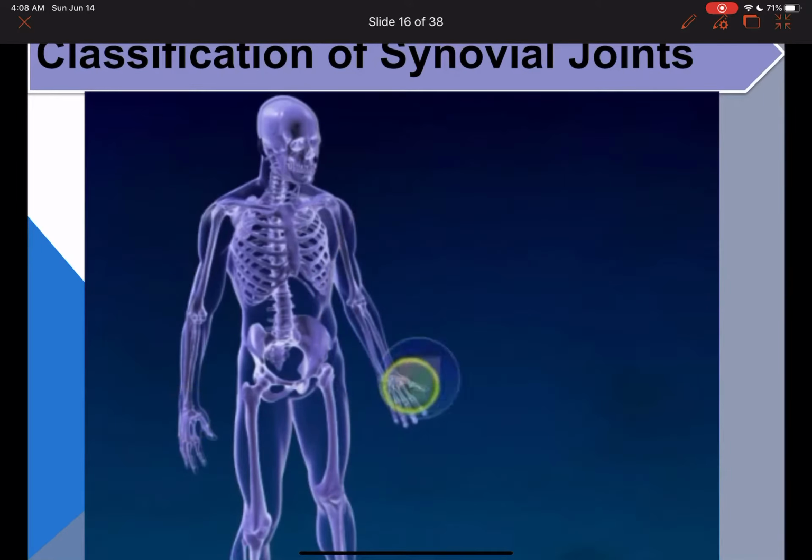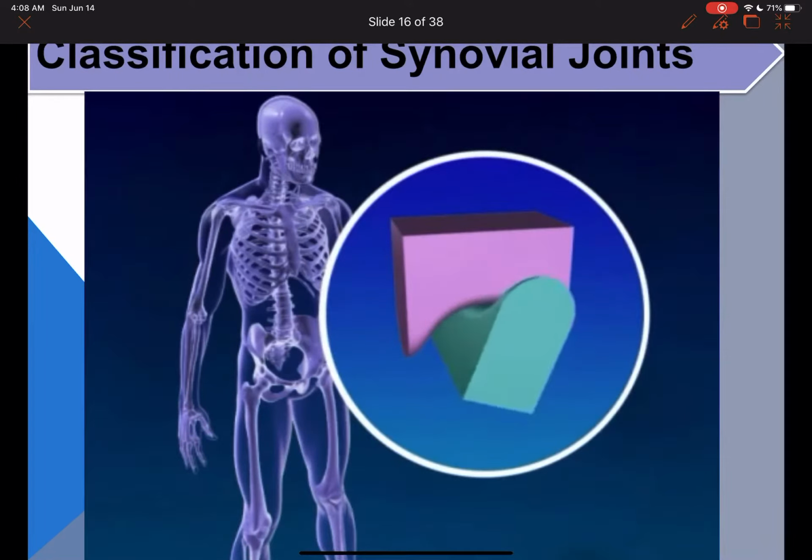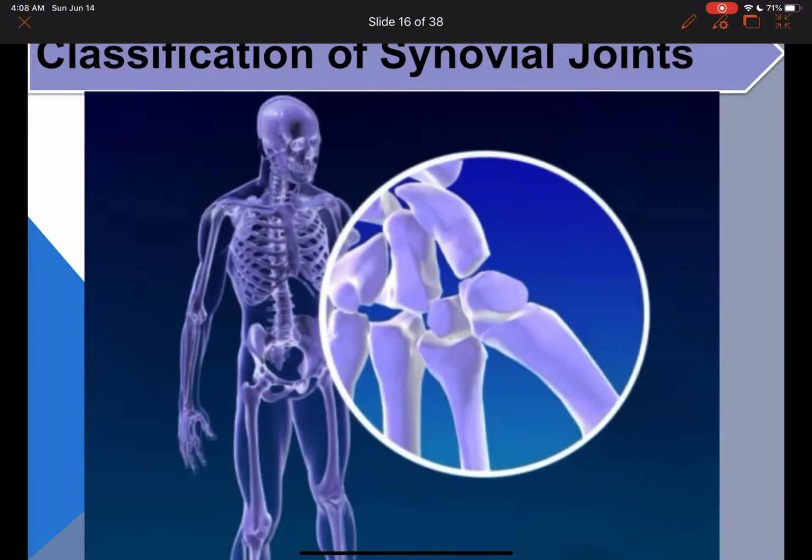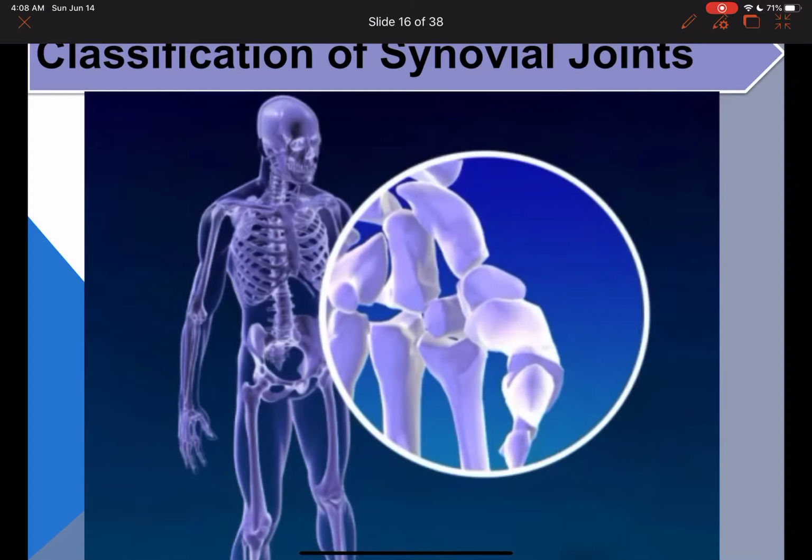The saddle joint, biaxial, found only in the thumb, allows movement in 2 planes at right angles to one another, located at the carpal metacarpal articulation in the thumb.